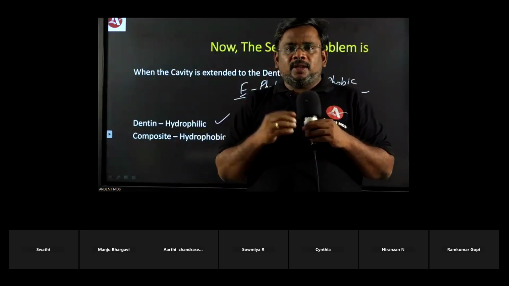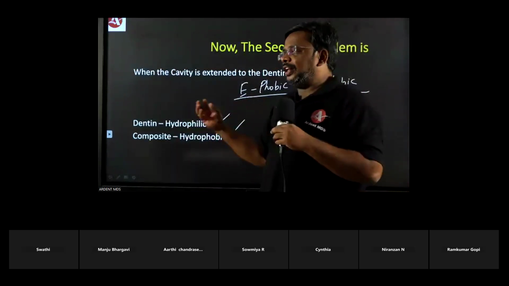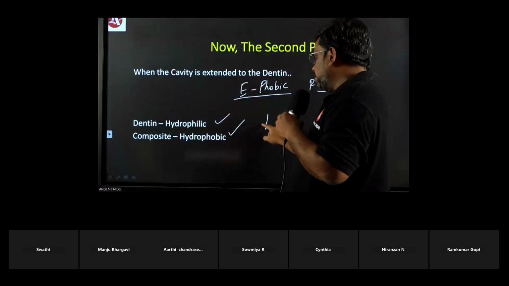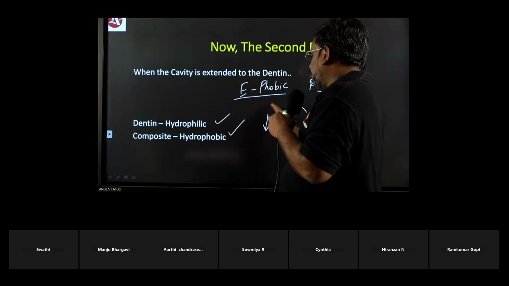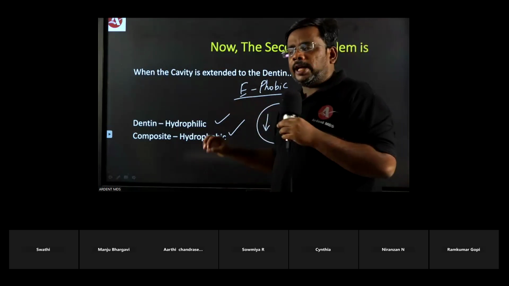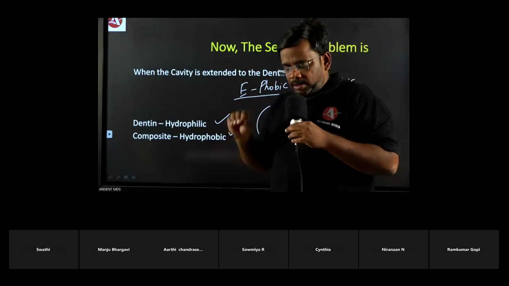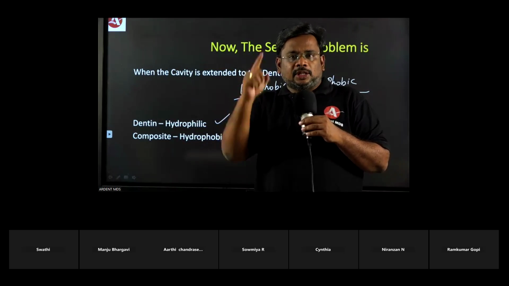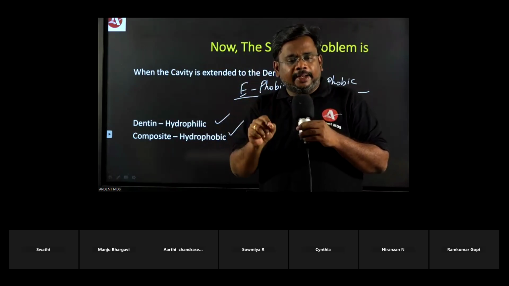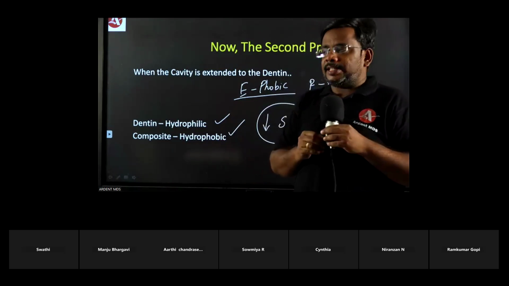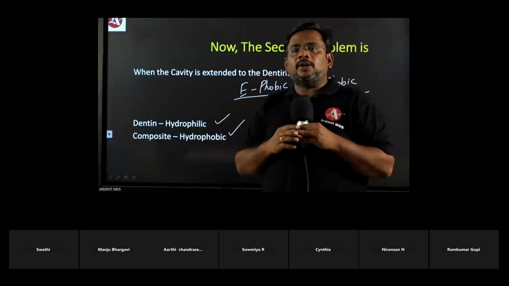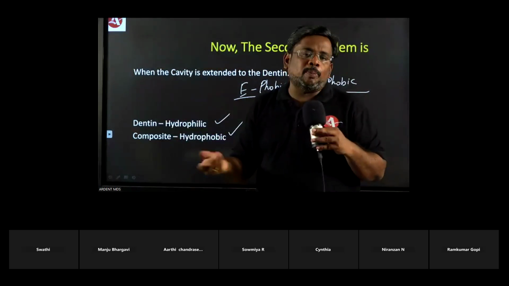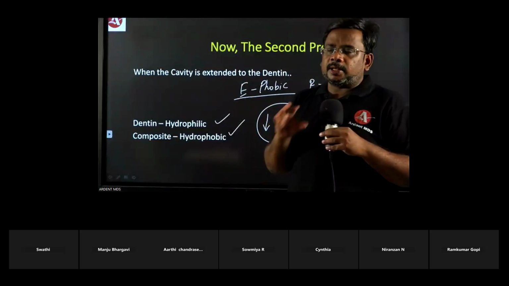Second problem. This hydrophilic dentin decreases the surface energy. Students, decreases the surface energy. This is also an old MCQ from the All India exam. Whenever you do the etching of enamel, it increases the surface energy. Whenever you do etching of the dentin, it decreases the surface energy. If it decreases the surface energy, there is no wettability, so composite is not able to bind to the dentin. So this is the problem.